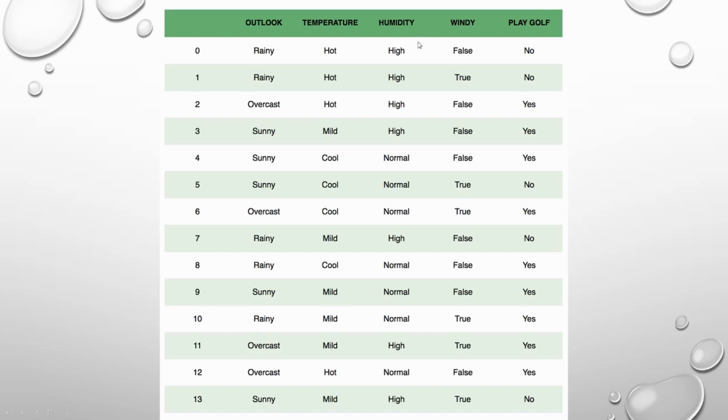So let's take a look at this data. Let's say we want to play golf, and the data we are given here determines if we are going to play golf or not. As you can see, it is not suitable to play golf when it is rainy, hot, the humidity is high, and there is no wind. And then it's suitable to play golf if it is overcast, hot, high, false, and yes.